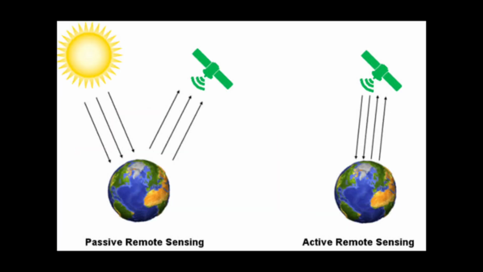This picture shows the active remote sensing and passive remote sensing, and now you can know the difference between active remote sensing and passive remote sensing.